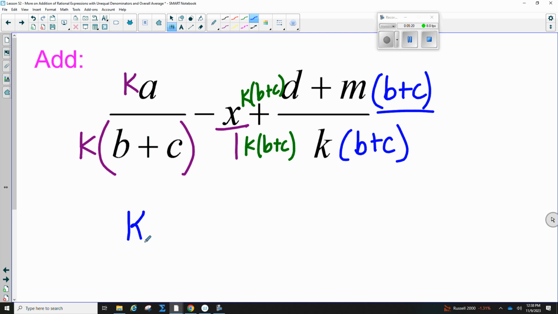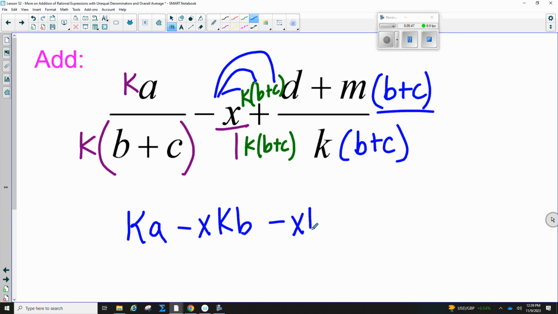and this is where you need to be really careful, all right? When you distribute, this is negative xk right here. Negative xk has to distribute to the b and the c. So what's negative xk times b? Yeah, negative xkb. And then be sure you take the negative again. What's negative xk times c? Yeah. Okay.